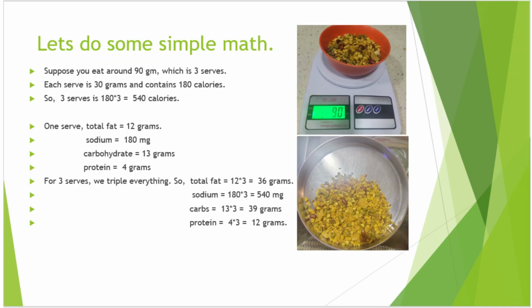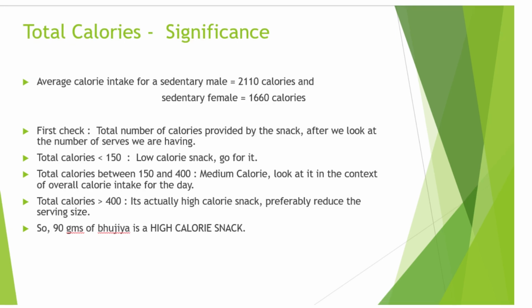So let's do some simple math. If you are snacking in the evening, around 90 grams of this, which is 3 serves, right? Because each serve is 30 grams, 3 serves of this will give you 540 calories. And all the nutrients which are mentioned have to be now tripled, which means that your fat comes to 36 grams, sodium comes to 540 mg, carb comes to 39 grams, and protein comes to around 12 grams. But if you tell somebody that I'm eating 36 grams of fat, is it less or is it more? That can be answered only in the context of RDA, which is also called the recommended dietary allowance.